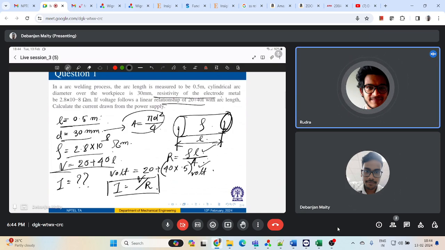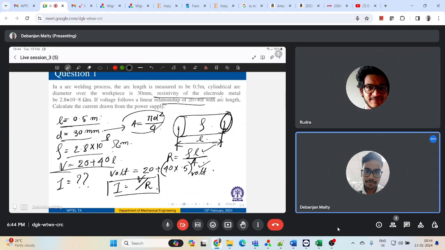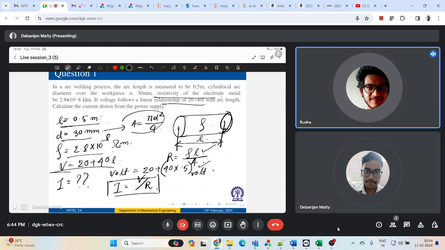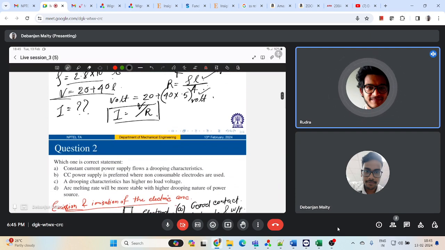I made a mistake. Have you converted the area to meter square? The diameter is 30 mm, and I forgot to convert it. The area is pi d square upon 4. Okay, that's the mistake I made.